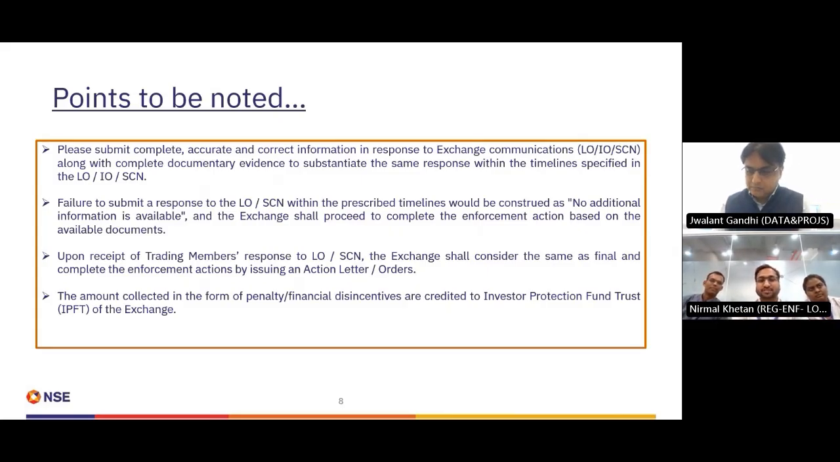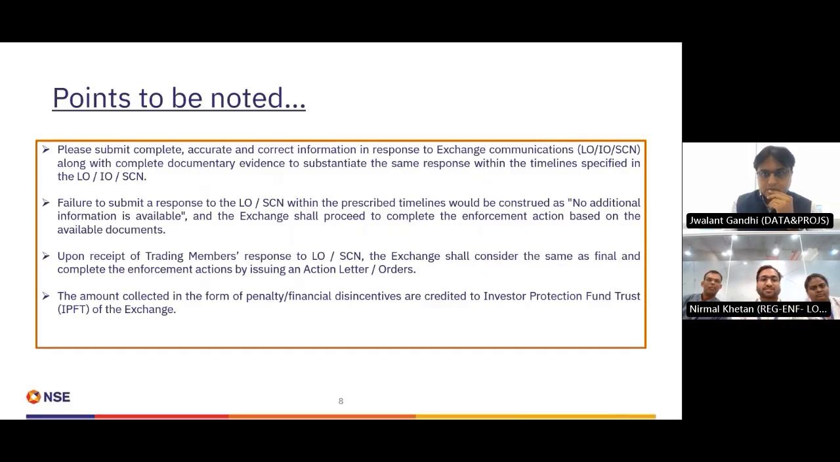So these are the points to be noted. These are basically the do's and don'ts while responding to the enforcement. Please submit complete, accurate, and correct information while responding to the exchange communications, along with the complete set of documentary evidence. It will enable us to go through it and move your case forward within the specified timelines.